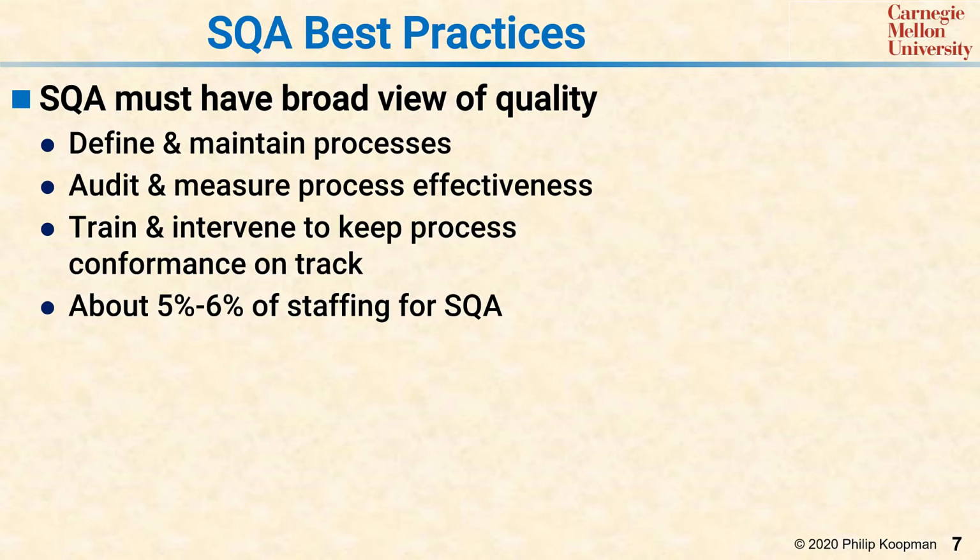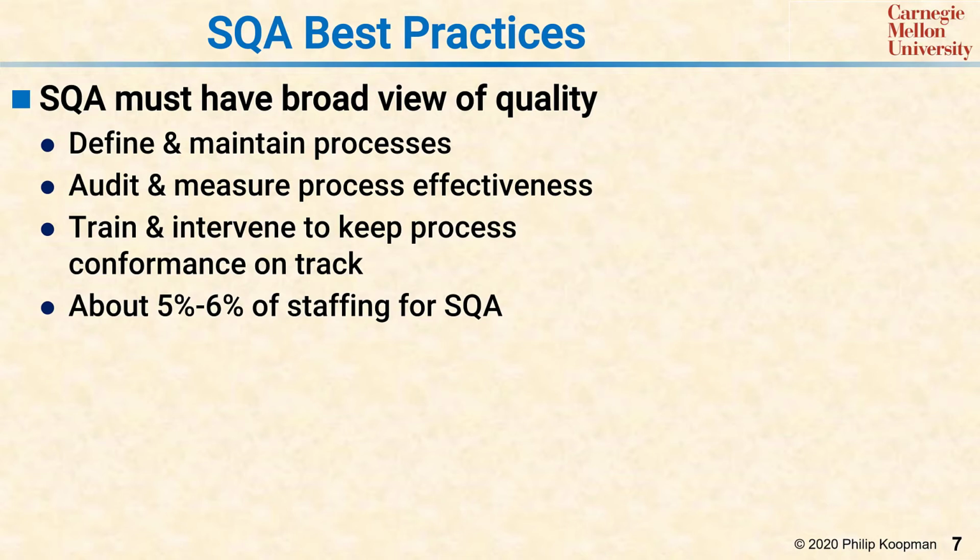Doing this takes about 5 or 6% of the total staffing of the project. About half of that, 2 or 3%, is for defining, maintaining, and training on the process, and about half of it is for the audit and root cause analysis to fix the process. The implications are that if you have a 10-person project, one person half-time should be doing SQA. At 20 people, it's time to hire a full-time SQA specialist to keep all this stuff running for you.